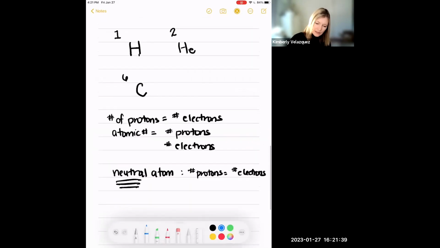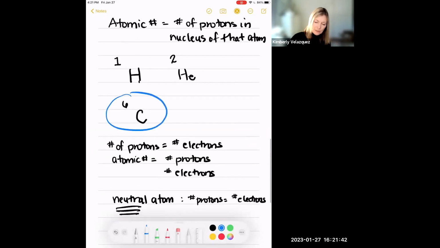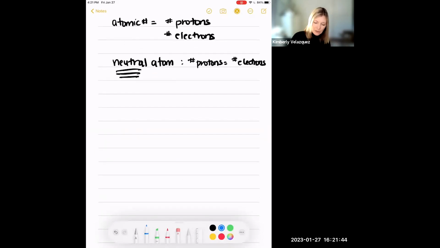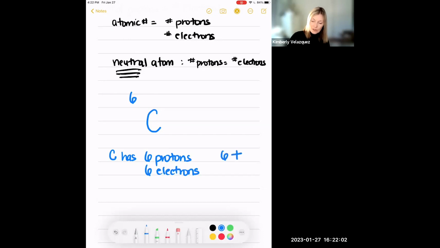So going back to these elements, let's use carbon as our example. Carbon is atomic number 6. So that means that carbon has 6 protons, and it also has 6 electrons. In other words, it has 6 positive subatomic particles, and it has 6 negatively charged subatomic particles. And that means it has 0 net charge. It's a neutral atom, no net electrical charge.